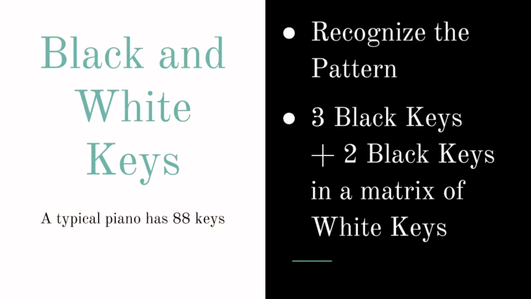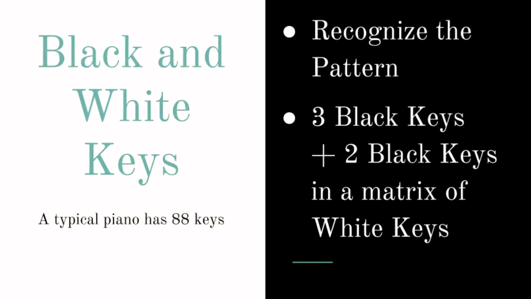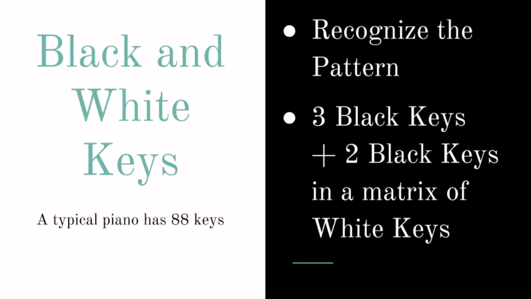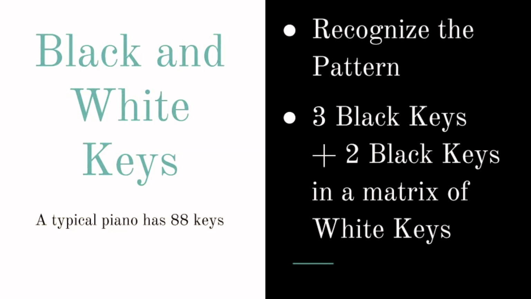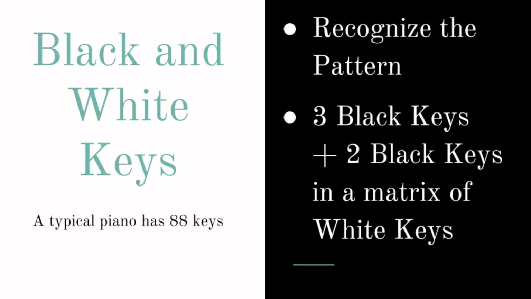Anyway, so let's move on to how many keys a piano has. A piano has 88 keys, okay? 88 keys, and these keys are black and white. They consist of groups of 3 black keys and 2 black keys repeating in a matrix of white keys. So you have this repeating pattern: 2 black keys, 3 black keys, 2 black keys, 3 black keys, and in a matrix of white keys. So recognize the pattern.